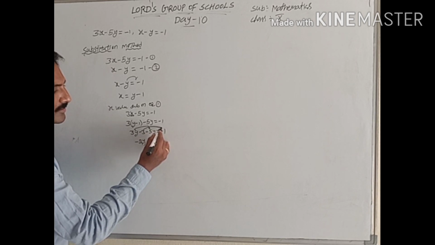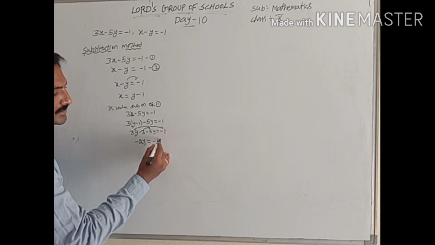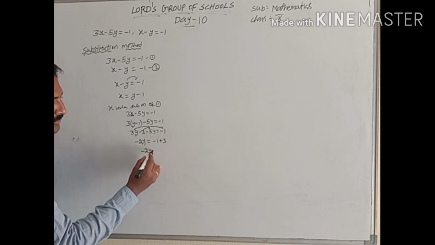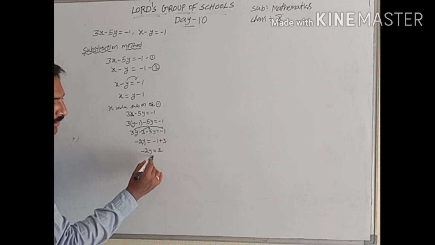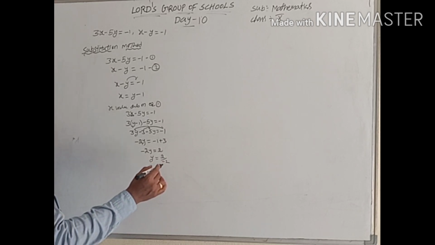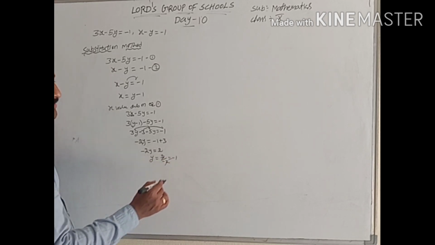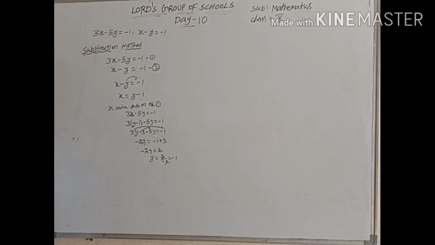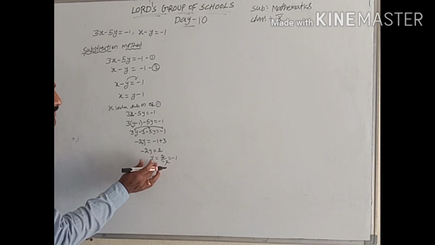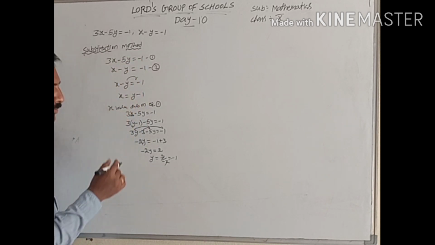Minus 3 transfers to this side as plus 3. Already minus 1 is here, so it becomes plus 3. Minus 2y is equal to 2. Now y is equal to 2 by minus 2. The 2 will be cancelled, you will get minus 1. The y value is minus 1.